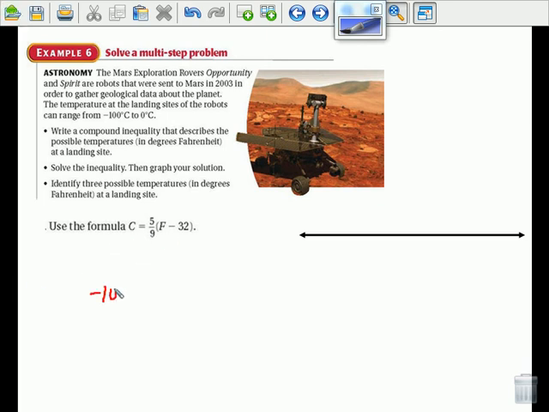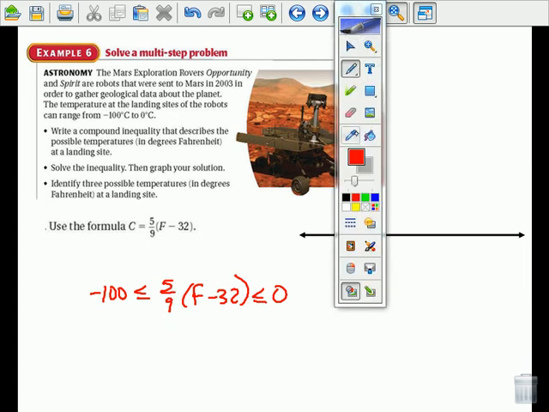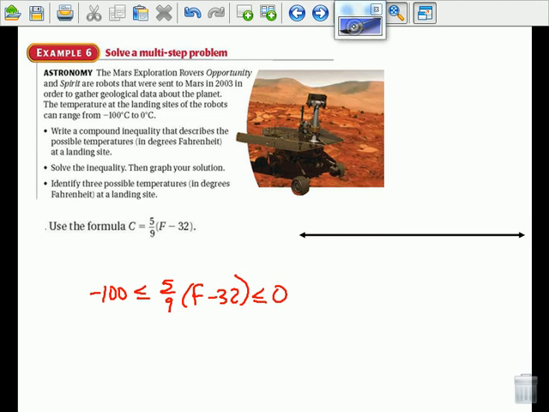So it can go from negative 100 degrees Celsius, so 5/9 (F minus 32), to 0 degrees. So we do the small and then we have the large. So the first thing I want to do actually is multiply all three parts of this by 9/5. I do not want to distribute the 5/9 because I don't really want to create more fractions if I don't have to.